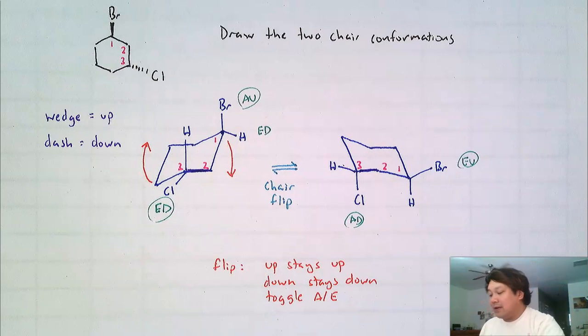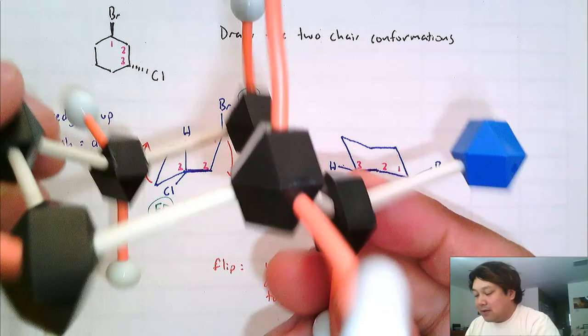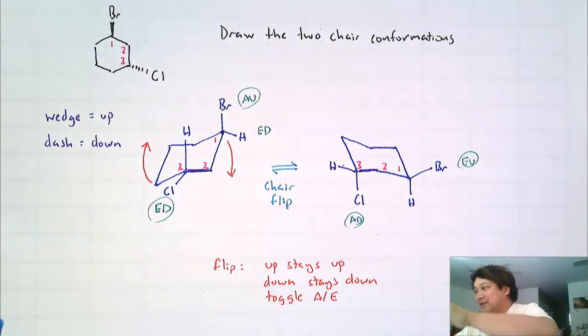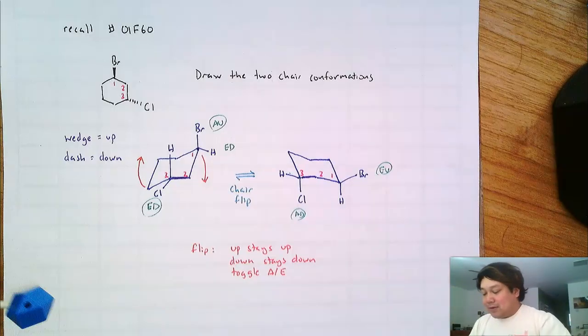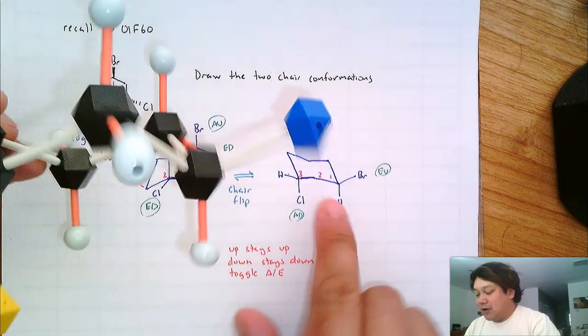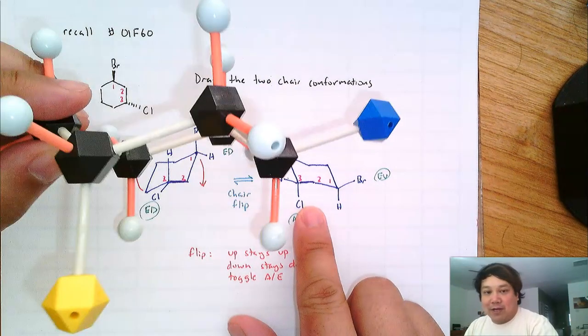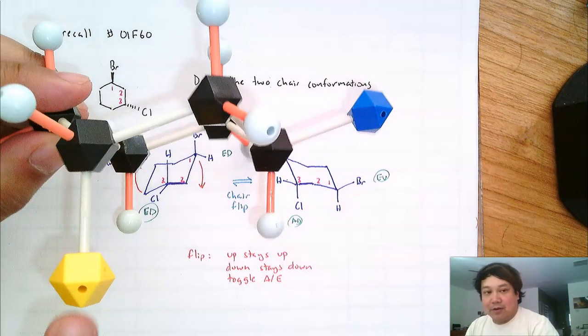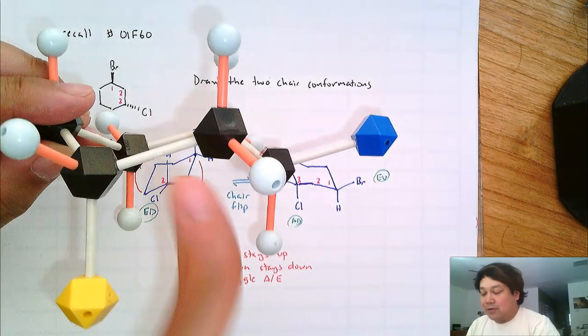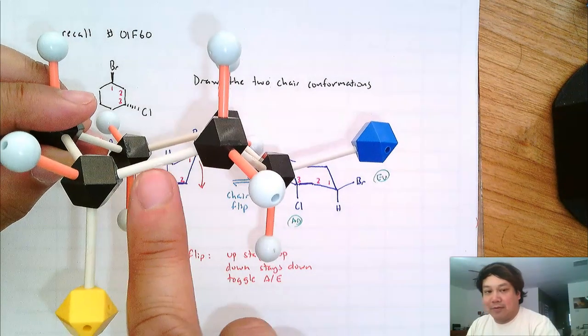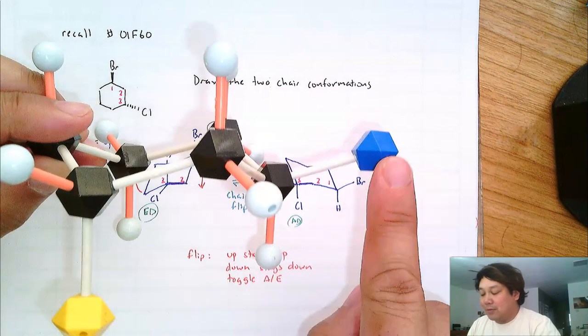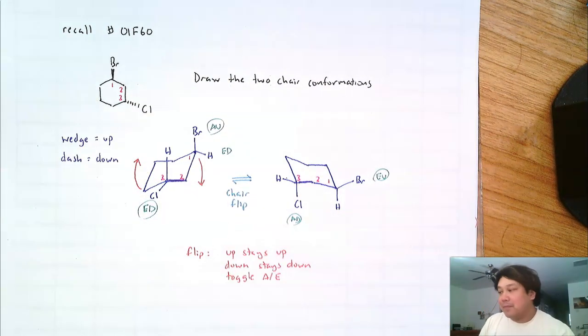And finally, we could go to the model. So here is the model for the chair conformation on the right. There's your chlorine. Axial down. There's your carbon 2,3 bond right here. Okay. Bromine, equatorial up. Okay.